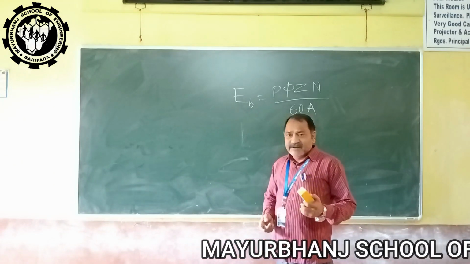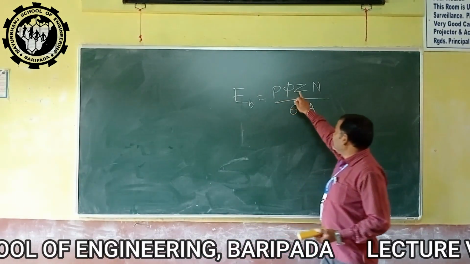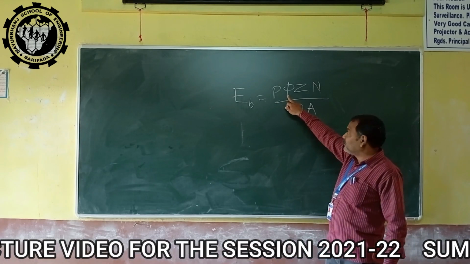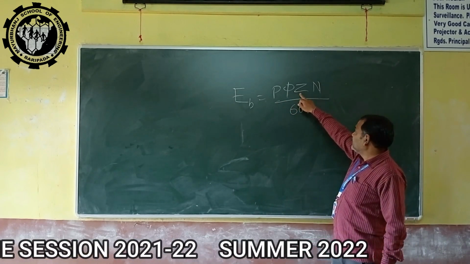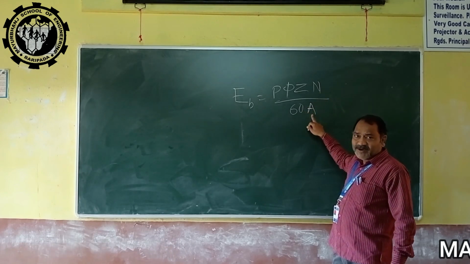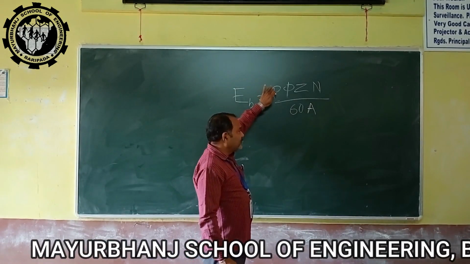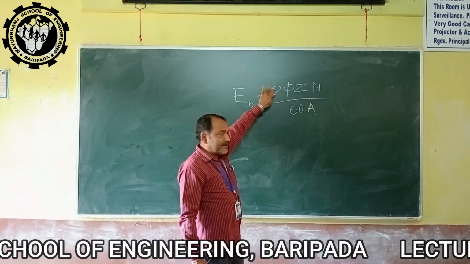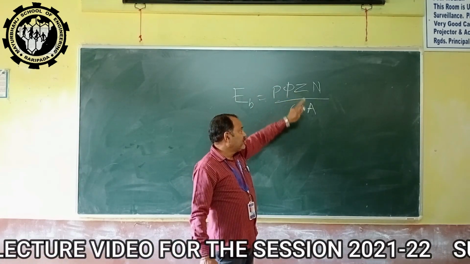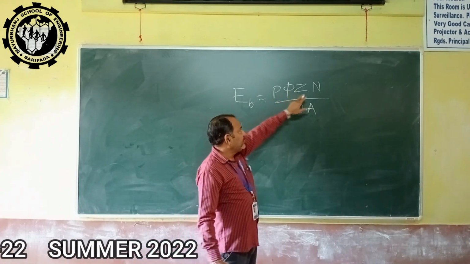Generally the back EMF equation is given by Eb = PφZN/60A. P is the number of poles, φ is the flux per pole, Z is the number of conductors, N is the speed in RPM, and A is the number of parallel paths. In DC motors, the number of poles is fixed, decided by the manufacturers. Similarly, the total number of conductors and the number of parallel paths also remain fixed. So the only variables are φ and N.